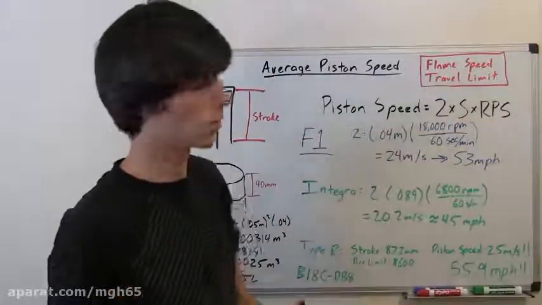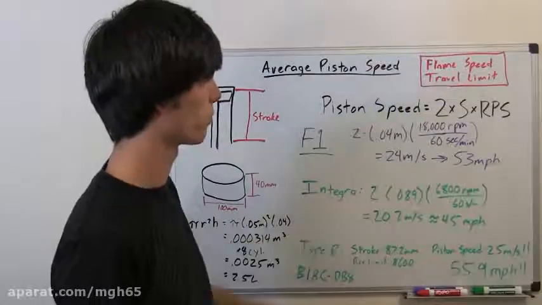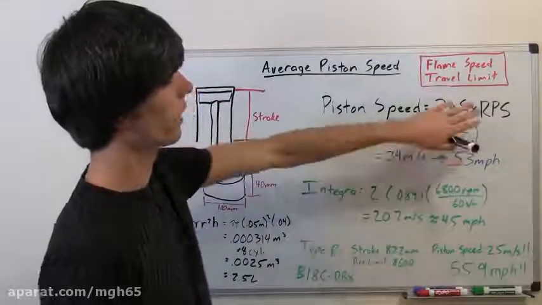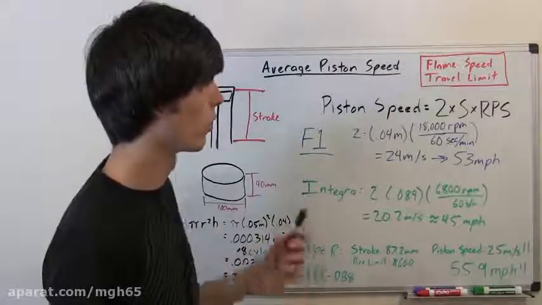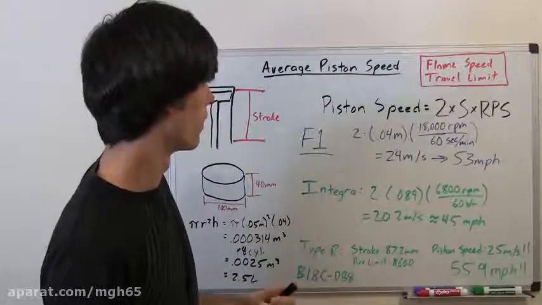Now, on your little tachometer, you're going to be given revolutions per minute. So, when you're doing the math, you're going to want to remember to divide by 60 so that you get that into revolutions per second.